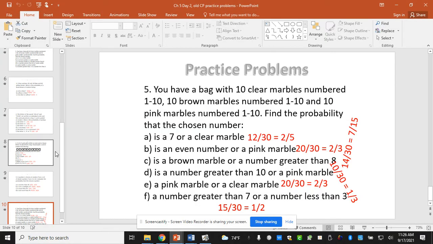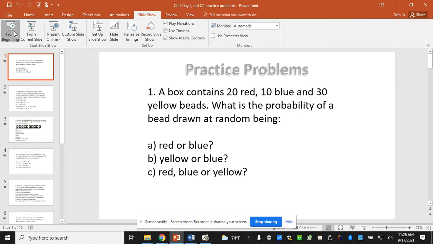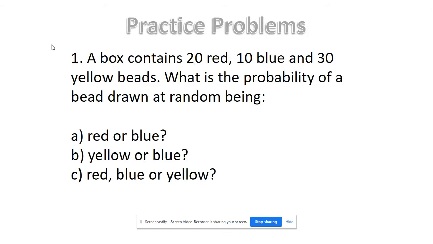All right, so I'm going to go through some old practice problems really quick. These are actually really old CP problems from years and years ago. We should do these really, really quick.